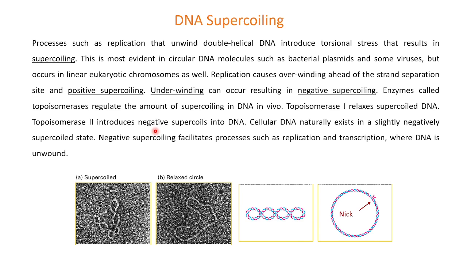So, these enzymes are called topoisomerases, which regulate the amount of supercoiling in DNA in vivo. Topoisomerase 1 relaxes supercoiled DNA. Topoisomerase 2 introduces negative supercoils into DNA, and cellular DNA naturally exists in a slightly negatively supercoiled state. And negative supercoiling facilitates processes such as replication and transcription, where DNA is unwound.